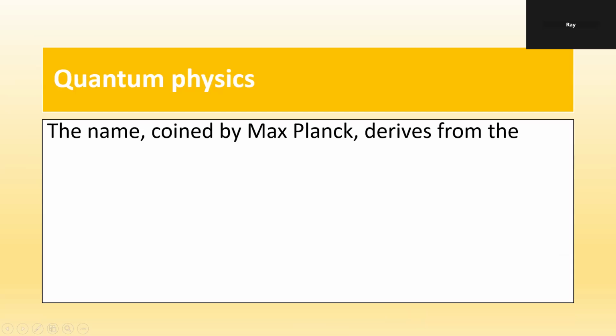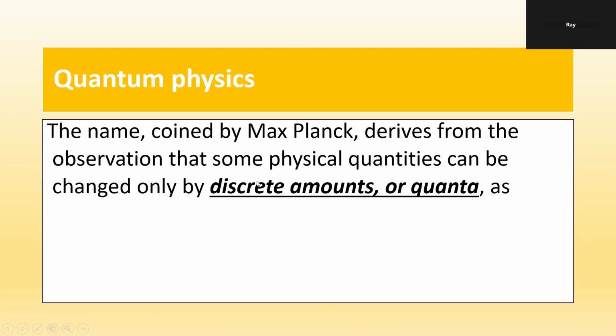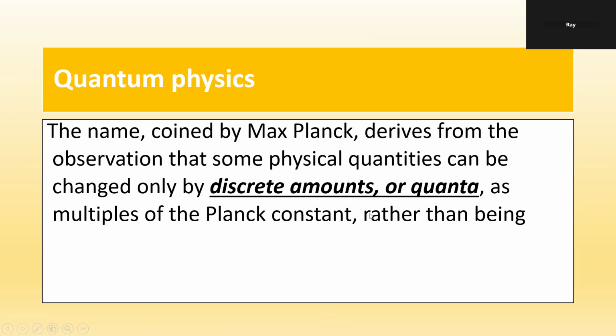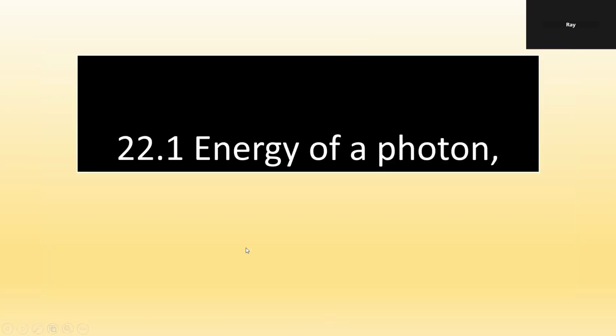The name coined by Max Planck derives from observation that some physical quantities can be changed only by discrete amounts, or sometimes we call it quanta, as multiples of Planck's constant, rather than being capable of varying continuously or by arbitrary amounts. Just like water, we can boil it and we can see temperature rise. That's continuous, but we come to something discrete related to Planck's constant. Because we cannot explain some of the phenomena observed, we introduced new physics, a new model, quantum physics. Energy of photon.